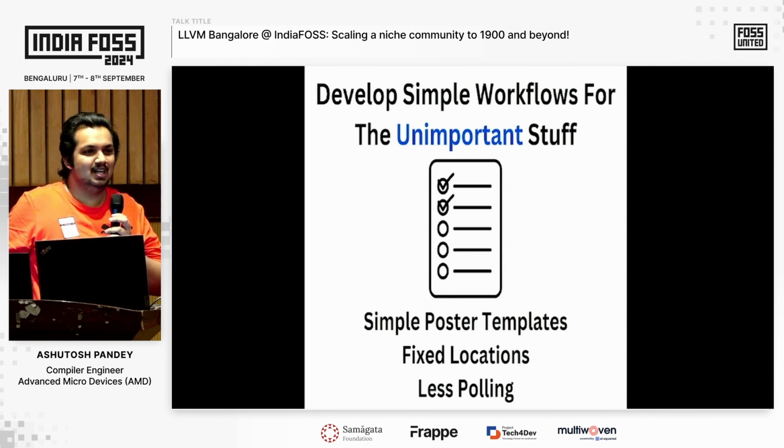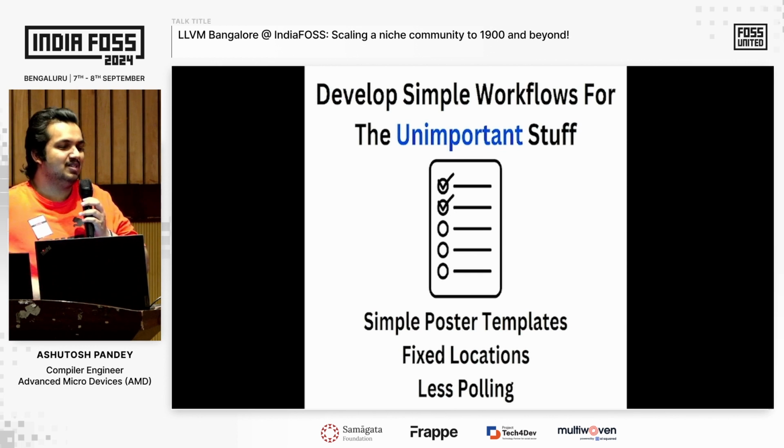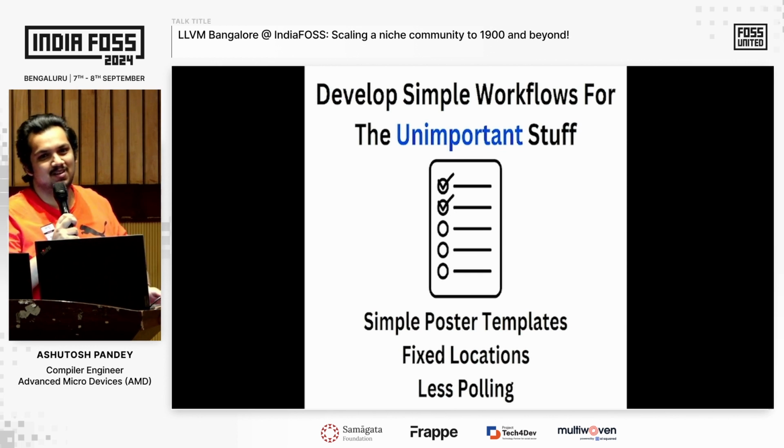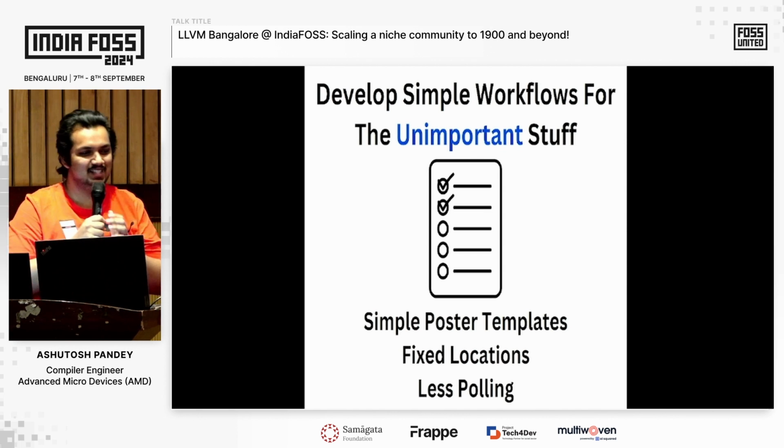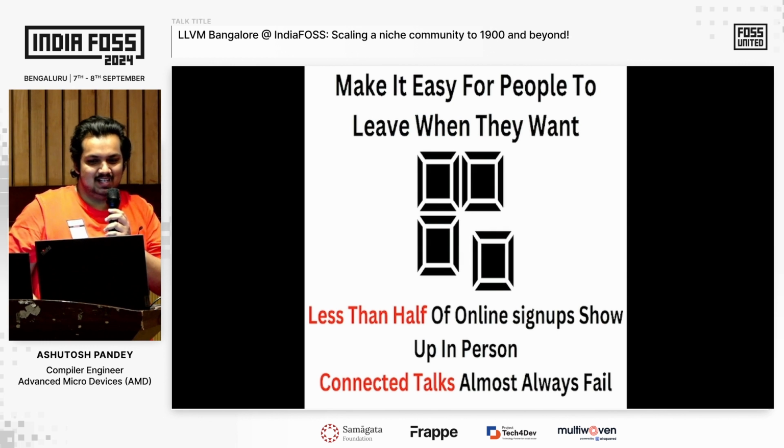Develop simple workflows for the unimportant stuff. So you might have seen, like I showed you 4 posters of the talks, right? We use the same template. We don't design a brand new poster. We don't have a very complicated website. It's just a meetup page. We don't poll the community for every small thing. So speed up the decision making process. In general, what I'd say is if organizing community meetups takes more than 5 hours a week, you're wasting too much time. You need to identify the bottlenecks in the process and become more efficient.